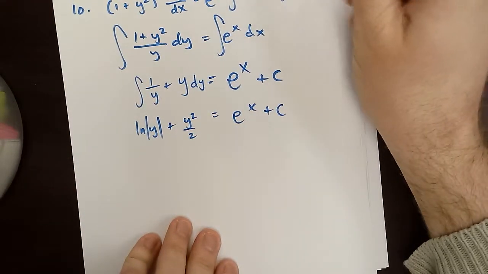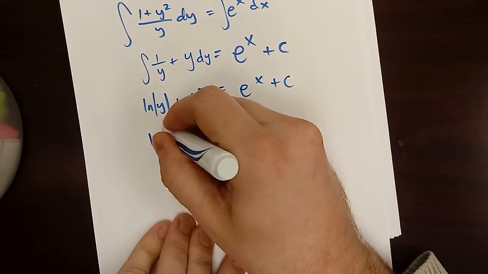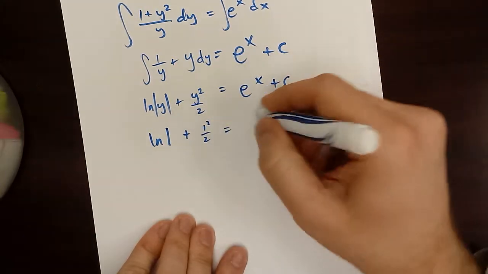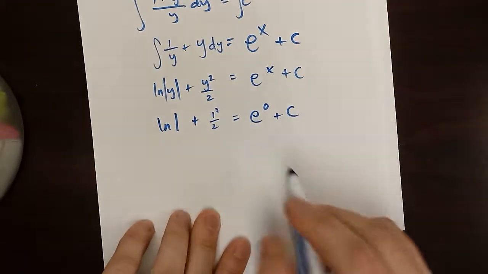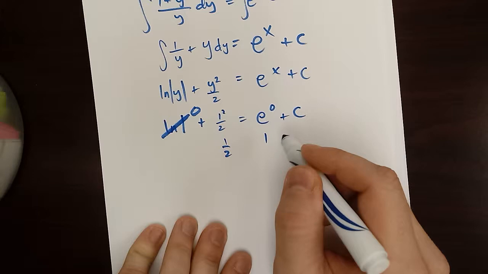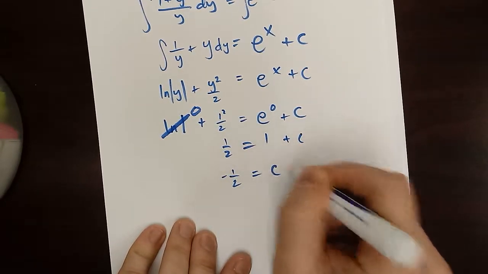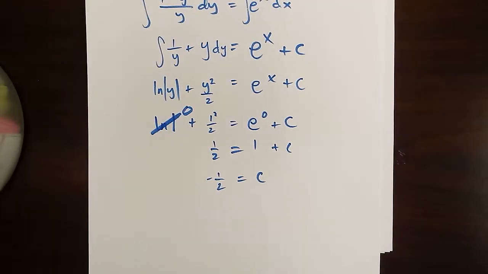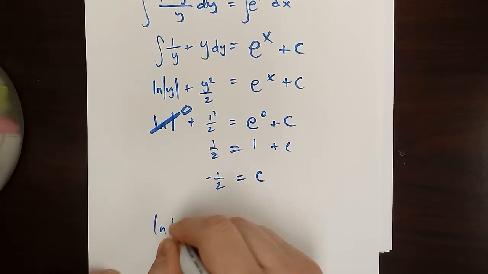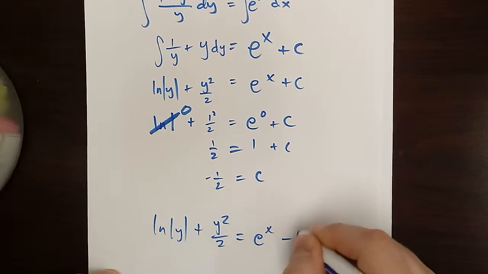Anyway, y of 0 is equal to 1, so I plug in 0 for x, I get 1 for y. So that's natural log of 1 plus 1 squared over 2 is equal to e to the 0 plus c. Turns out really nice because natural log of 1 is 0, that's a half. This is 1 plus c, so we'll subtract the 1 from both sides and get c is equal to negative 1/2. So if c is negative 1/2, then we can say the natural log of y plus y squared over 2 is equal to e to the x minus 1/2.